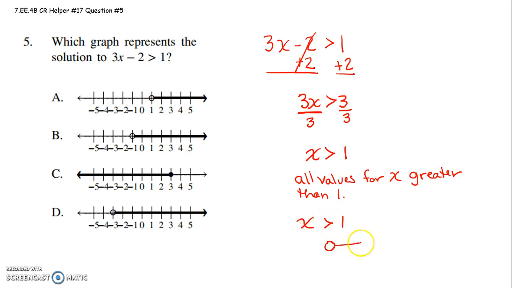I want all values greater than 1. So it will be an open circle shading to the right for all values greater than 1. Open circle at 1, shading to the right for all values greater than 1. I hope that helps.